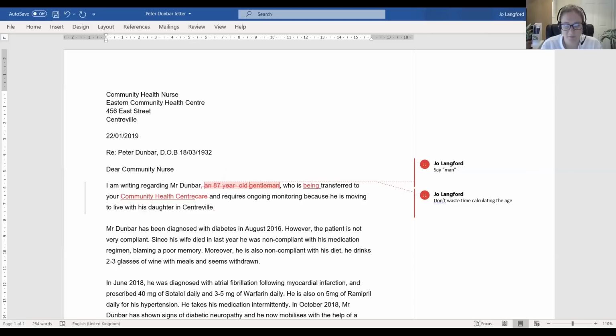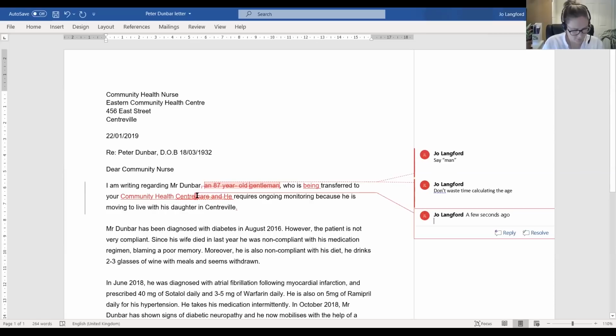Now already the sentence is becoming rather long. We've got, I'm writing where Mr. Dunbar has been transferred to your community health centre. He requires ongoing monitoring because he's moving to live with his daughter. It's quite a lot of information, so I would suggest to end the sentence there and start a new sentence here. So he requires ongoing monitoring because he is moving to live with his daughter in Centerville. Yeah, that's much better. So I would write a comment here to the student. Start a new sentence here so that the information remains clear.